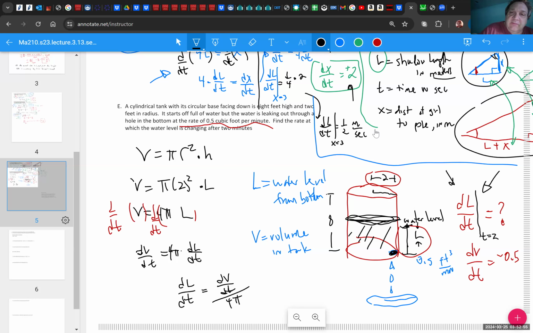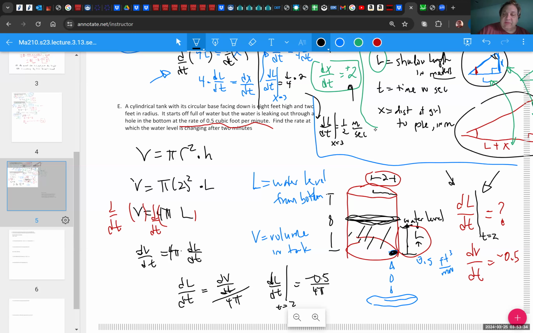And now if I'm looking for dL/dt at a particular moment, specifically when time is 2 seconds, or 2, whatever it is. What am I looking for? dL/dt at t equals 2, yes. Then I just plug in a 2. Oh, I know what dV/dt is. dV/dt was given as negative 0.5. And 4 pi is 4 pi. And so whatever negative 0.5 divided by 4 pi is, that's the change in the length.